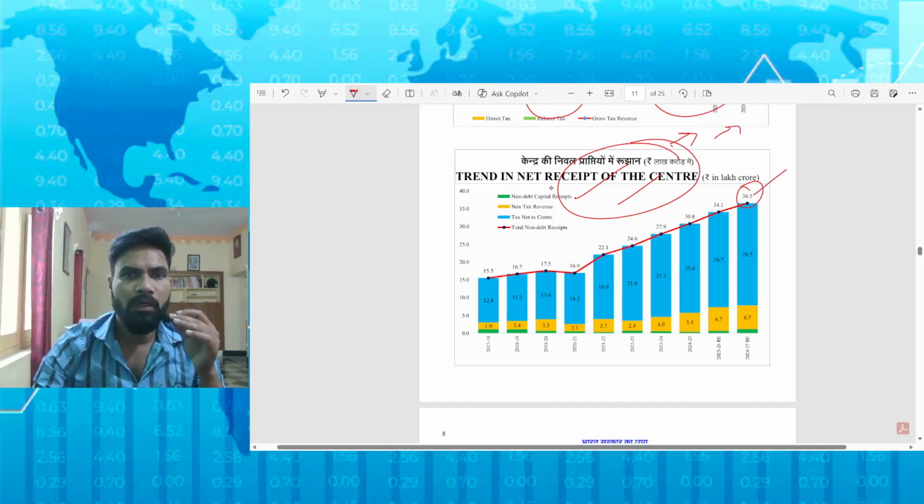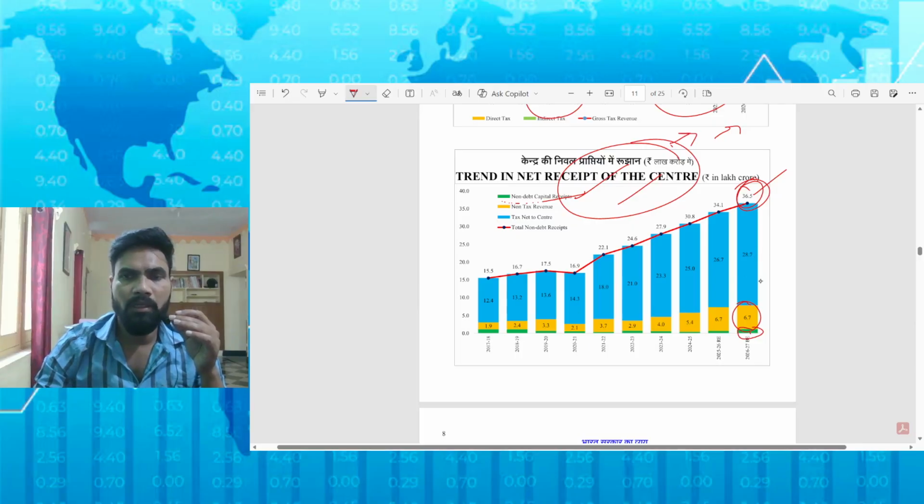Lakh crore rupees. Non-debt capital receipts, standard. It's very difficult because the exact figures are not mentioned. You see total receipts of the government. If you see 36 lakh crore rupees, in that, the share is given. The non-tax revenues are 6.7 lakh crore rupees. The non-debt capital receipts stand somewhere around 2 lakh crore rupees, like that.